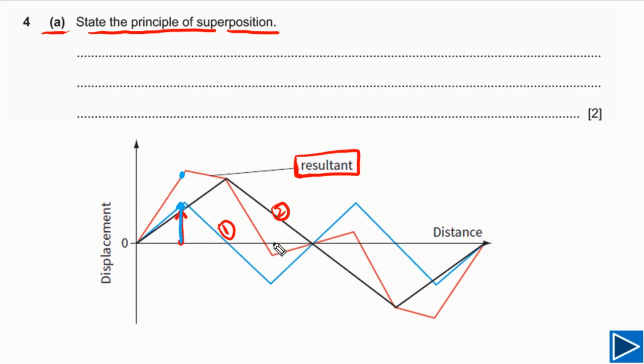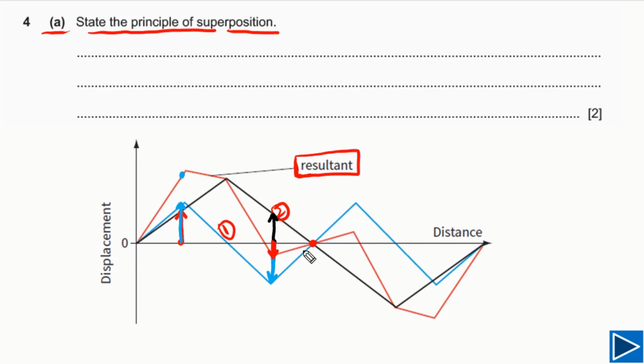Now, let's look at this point. At this point, you can see the blue wave has negative displacement. So this is the displacement of the blue wave. But the black wave has positive displacement. And this is the displacement of the black wave. But if we add these two together, one is positive, one is negative, we can find the resultant displacement of the resultant wave. Now, if we look at this point, wave 1 and wave 2 have zero displacement. So the resultant displacement of the resultant wave is also zero. This is what you need to understand about the principle of superposition.